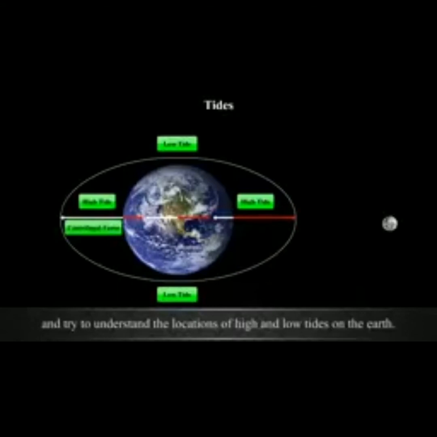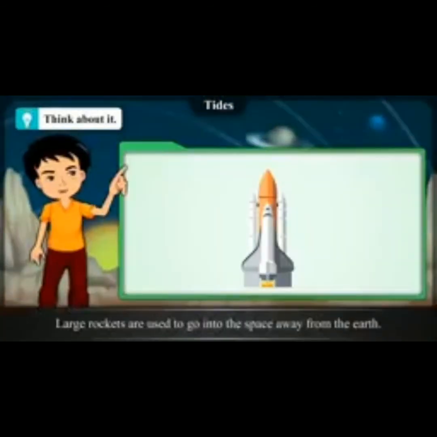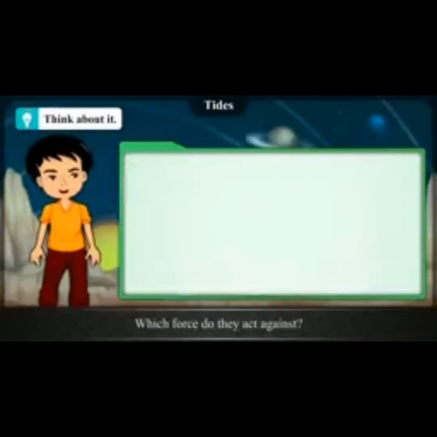This is a result of the centrifugal force. Try to understand the locations of high and low tides on the earth. When there is a high tide at 0° meridian, the 180° meridian also experiences high tide. The meridians that are at right angles to those having high tide will experience low tide at the same time. If it is a high tide at 0° and 180° meridians, then at which meridians will low tide occur? Think about it. Large rockets are used to go into the space away from the earth. Which force do they act against?